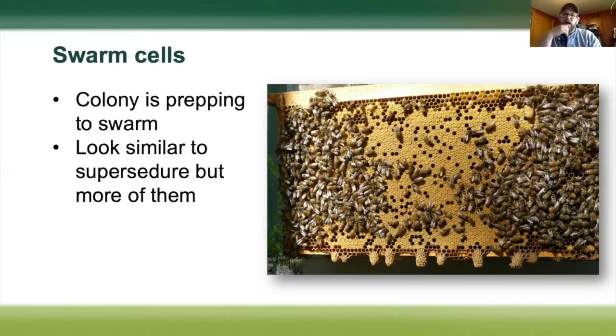But anyways, I digress. So really what you're looking for when you're looking for swarm cells is very similar to a supersedure situation. You still have a queen in the colony, so it's not an emergency situation where you have no queen. But they're going to be kind of all over the place. What I always think of when it comes to swarm cells is there's just a lot more of them than supersedure cells. And when I'm checking to see if my colonies are getting swarmy, they're filling. So you're looking for things like backfilling and signs like that.